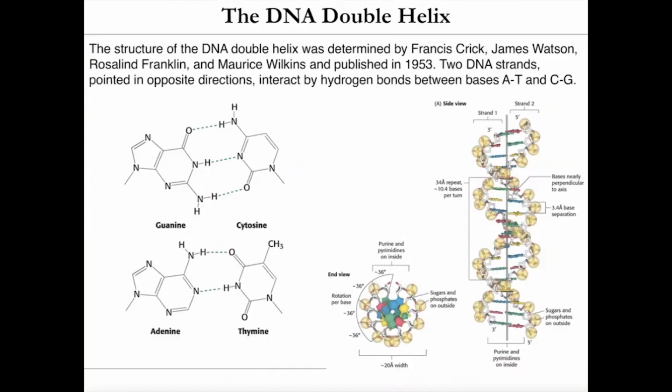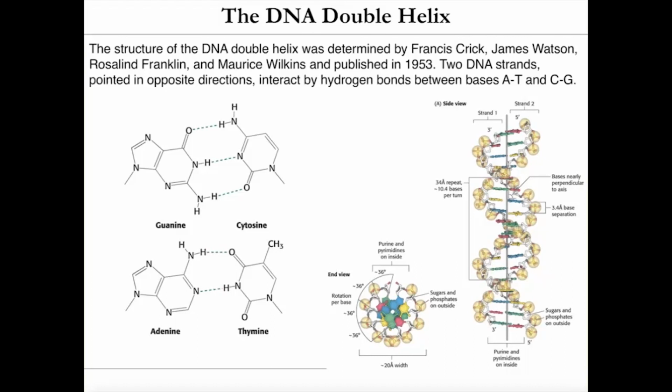The structure of the DNA double helix was first determined by Francis Crick and James Watson, using data from Rosalind Franklin in the lab of Maurice Wilkins, and they published their results in Nature in 1953. This is considered one of the grandest achievements of science, and it may be the single most important discovery in all of biological sciences. How DNA is structured is that two DNA strands pointed in opposite directions will interact with each other by the hydrogen bonds between the bases that are sticking out of that DNA.